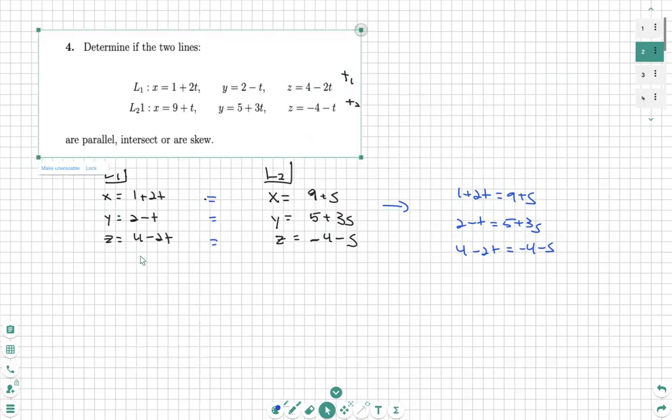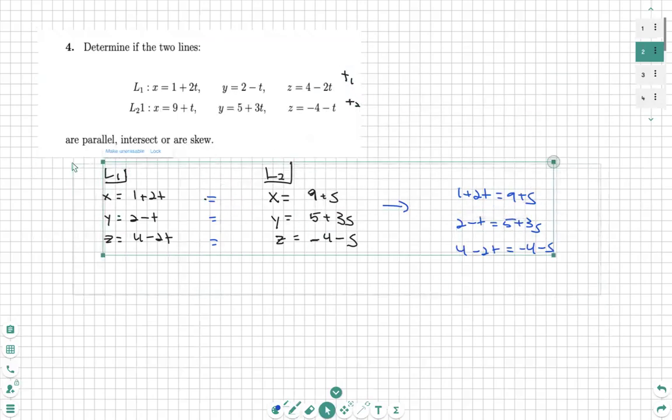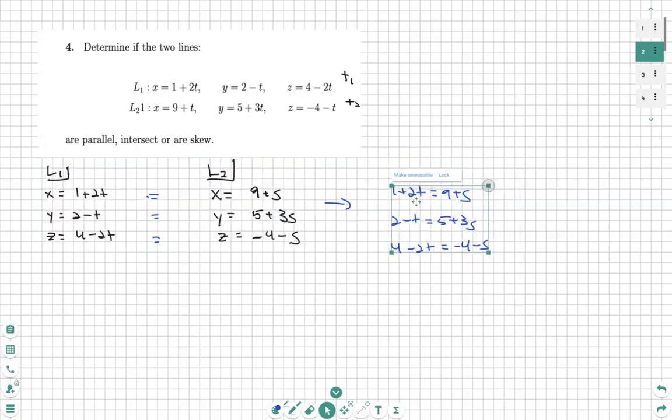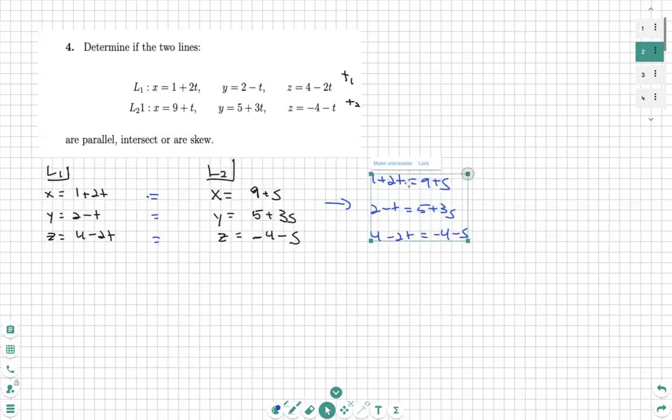Next, what we have to do is start to clean up, put both variables on the left and put all the values that we have on the right and combine those like terms. So we'll do it for each equation. We are going to have 2t minus s. We move the s over, move the 1 over, 8. 2t minus s equals 8.